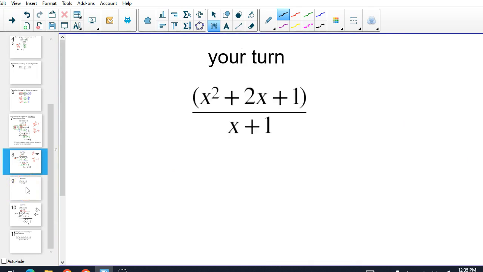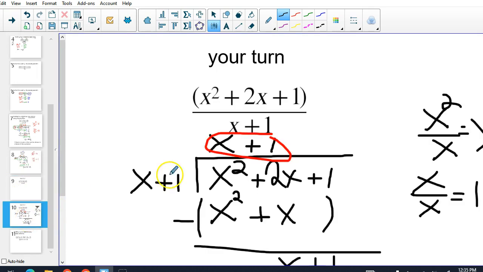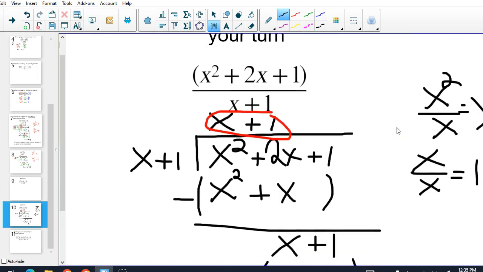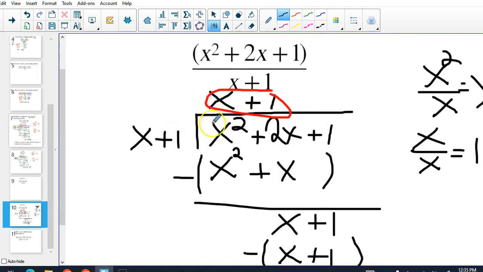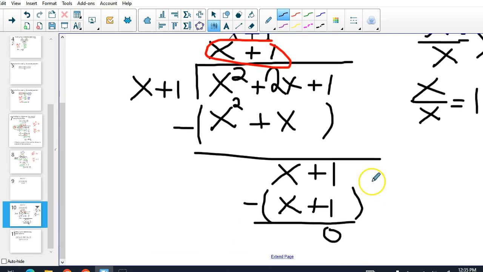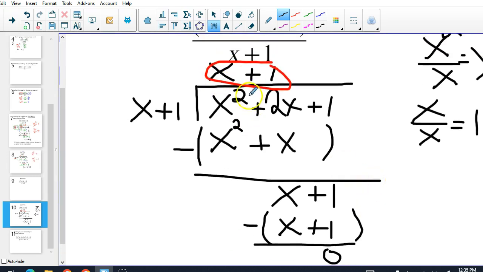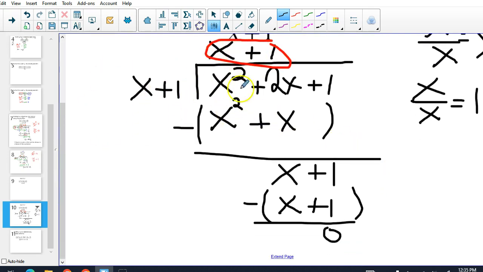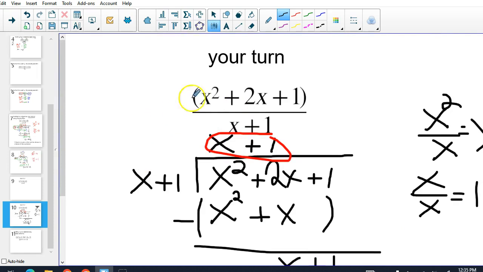All right. Now, I want you guys to take a second, try this one yourselves. And pause it now, and we'll go over it. So, same idea. We take our x squared plus 2x plus 1, it's our numerator, and we have our denominator on the outside. If we slowly follow each step, x squared divided by x gives us x, x times x squared, x times 1, x, subtract down, we get x plus 1, follow the process, and it comes down to 0. So, x plus 1 times x plus 1 gives us x squared plus 2x plus 1.